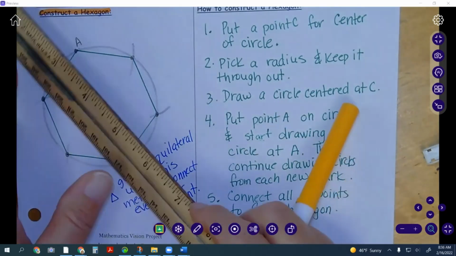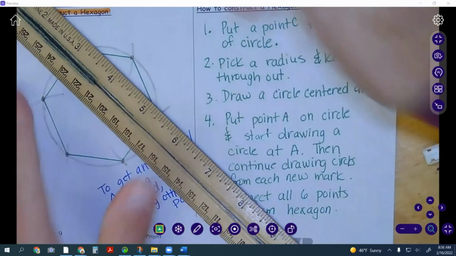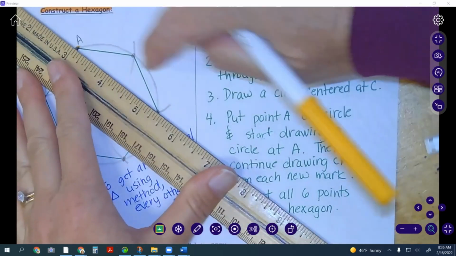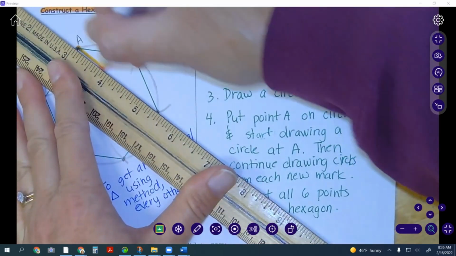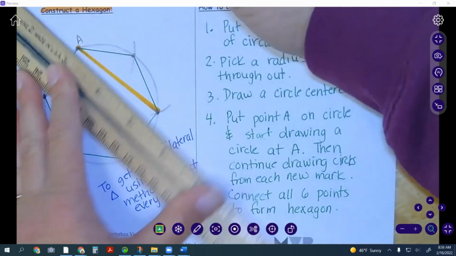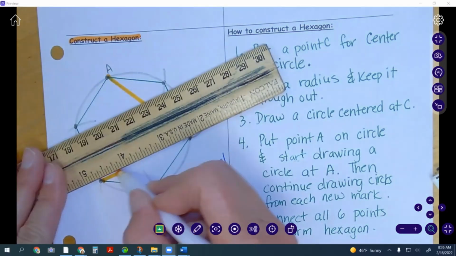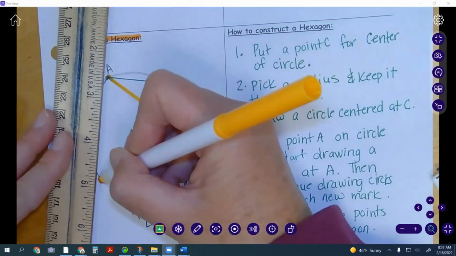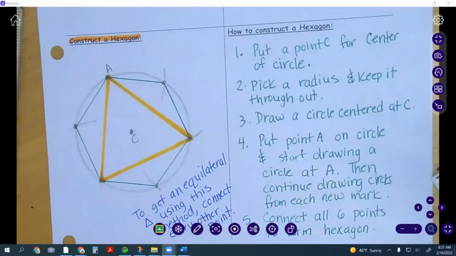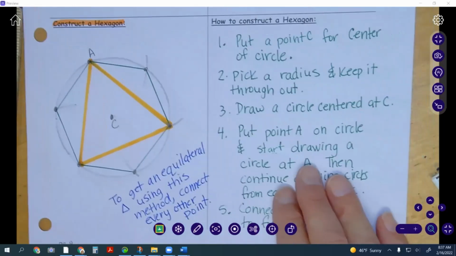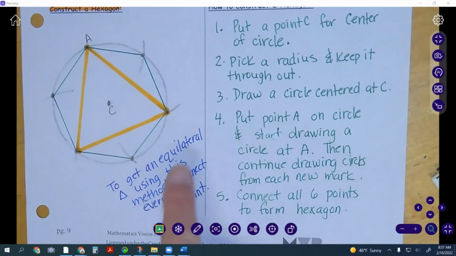But what I could have done, and it doesn't matter what points I start with, let's just say I start with A, and I'm not going to connect to here. I'm going to skip that one. I'm going to connect to the next one. And then I'm going to skip and connect to the next one. And skip and connect. And then I get my equilateral triangle. Okay, so I could also do an equilateral triangle that way. Again, we're asked to do the hexagon, but you could also have done the equilateral triangle.